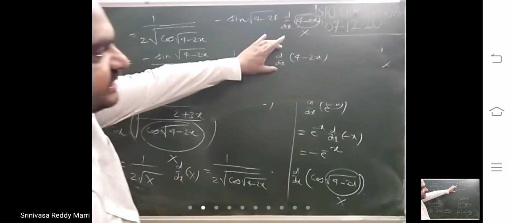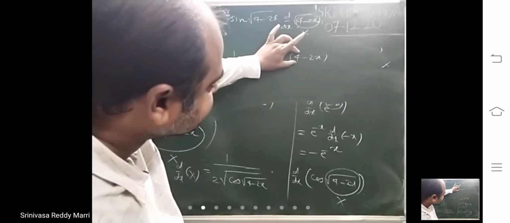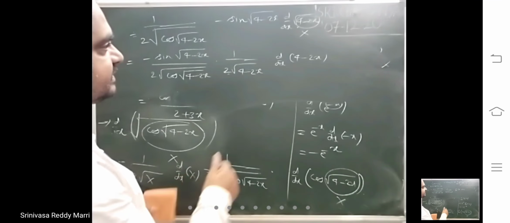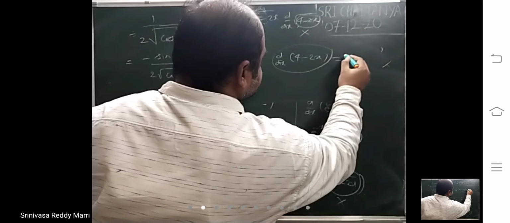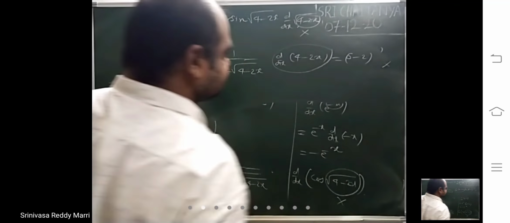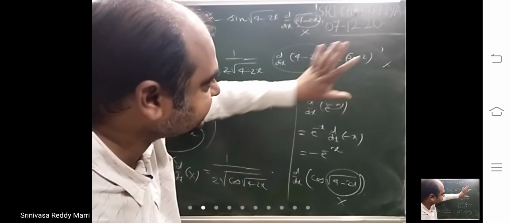Now this is the final step. Derivative of this is direct standard rule 0. Derivative of this is minus 2. So that means this derivative you will write in the final step. What is that? 0 minus 2. That is the answer. This into minus 2 is the answer.